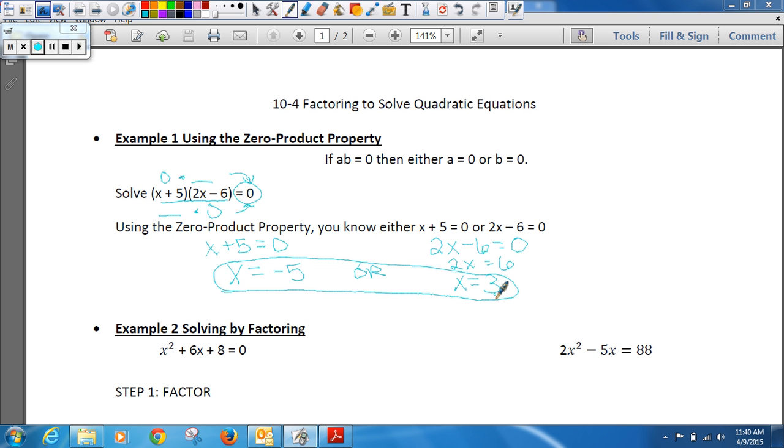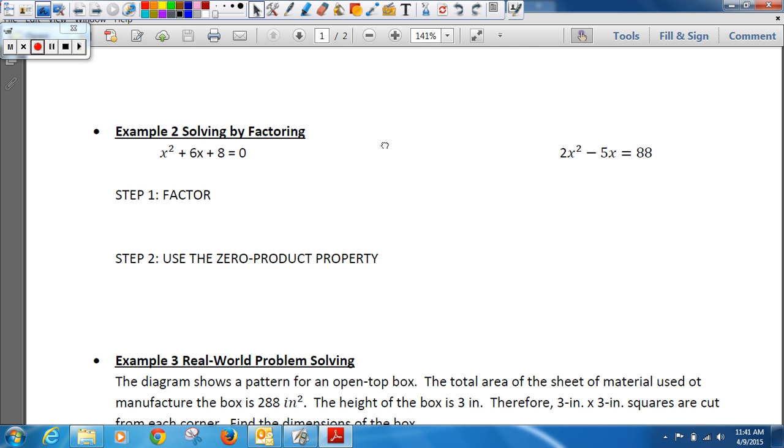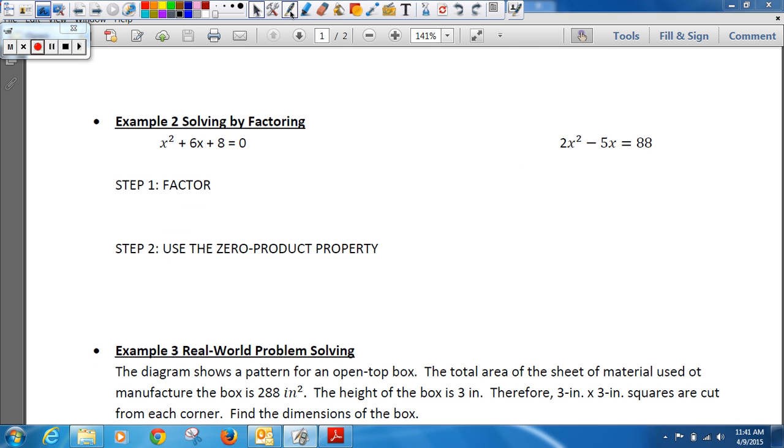So our two solutions there are x equals negative 5 or x equals 3. So basically, if it's factored, you just set each term to 0 and solve for it, and that will give you your solutions. The next one is not already factored, so you have to factor first and then use the zero property or product property.